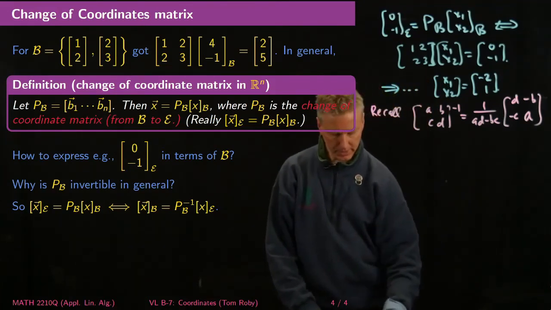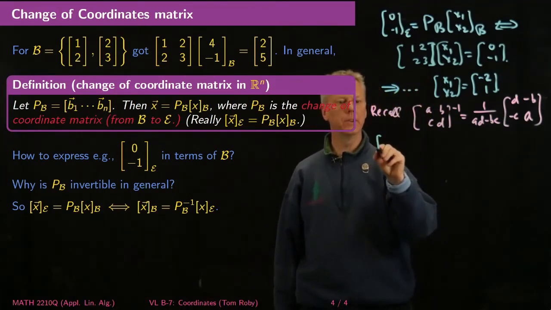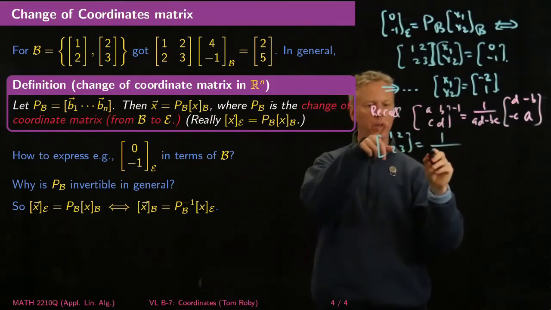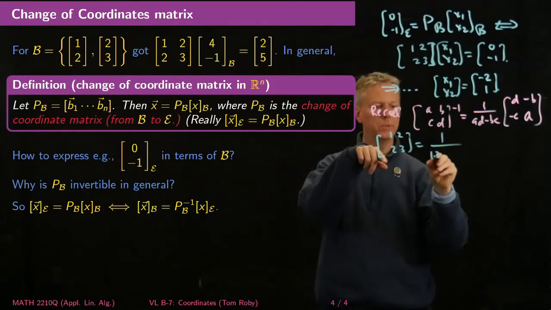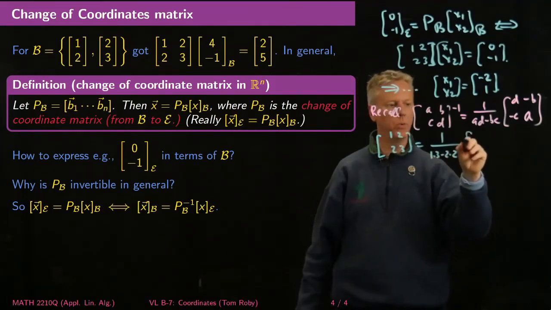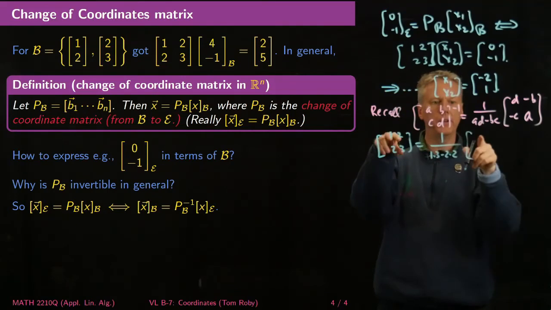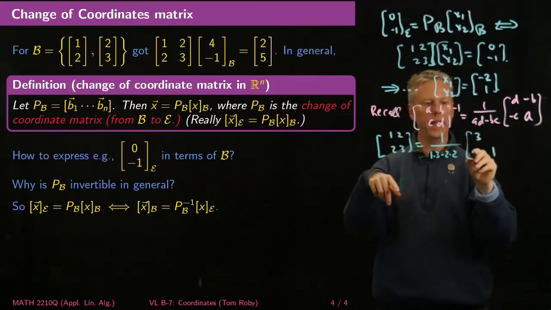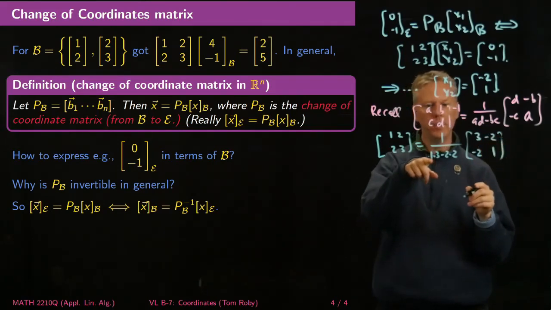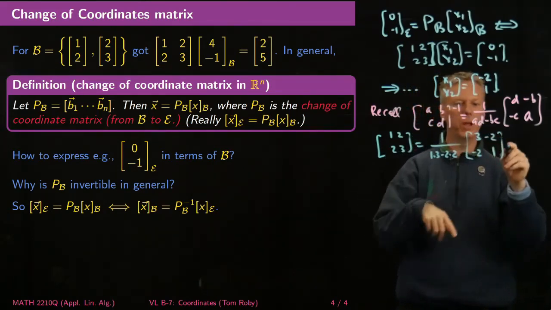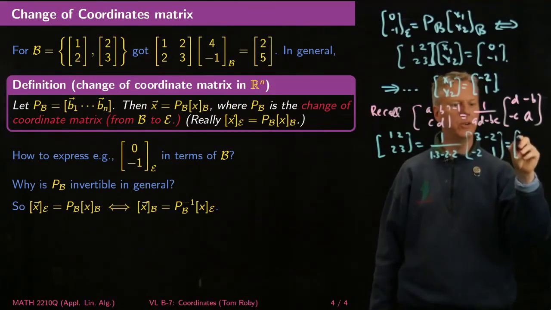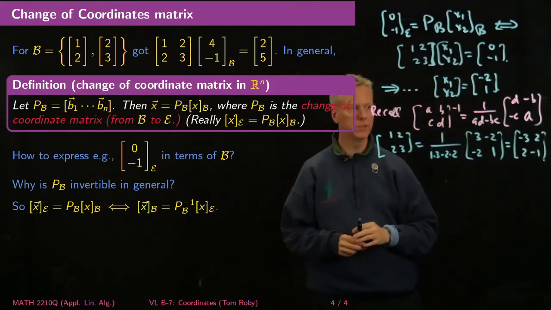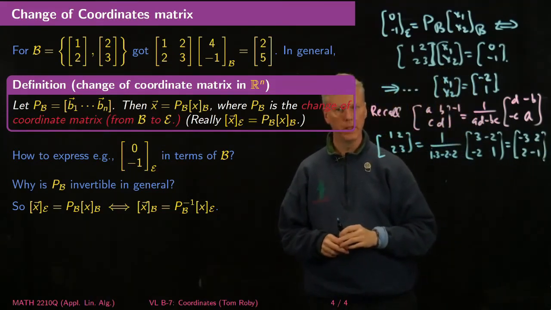So in this particular case, the inverse of [[1, 2], [2, 3]] is 1 over 1 times 3 minus 2 times 2, which is -1. And then I have to flop: I switch 3 and 1, and I negate the 2 and 2. But this guy is -1, so I'll just be multiplying everything through by -1. And so I'll get [[-3, 2], [2, -1]] as the inverse of this matrix.